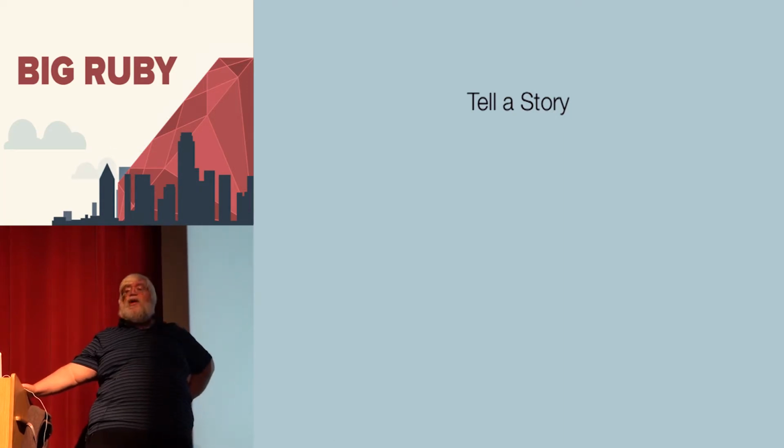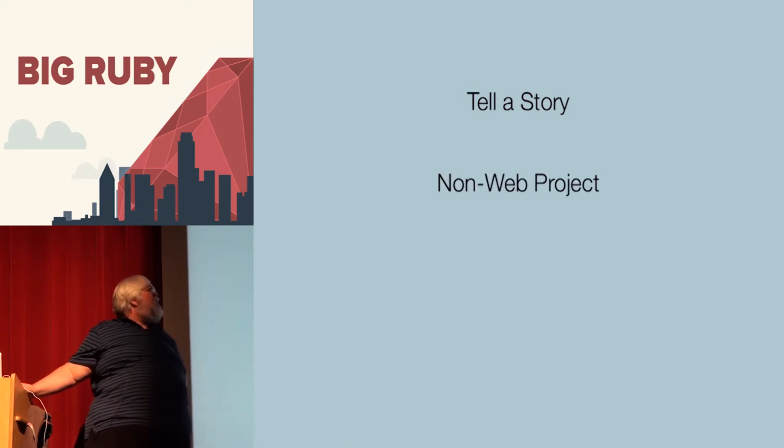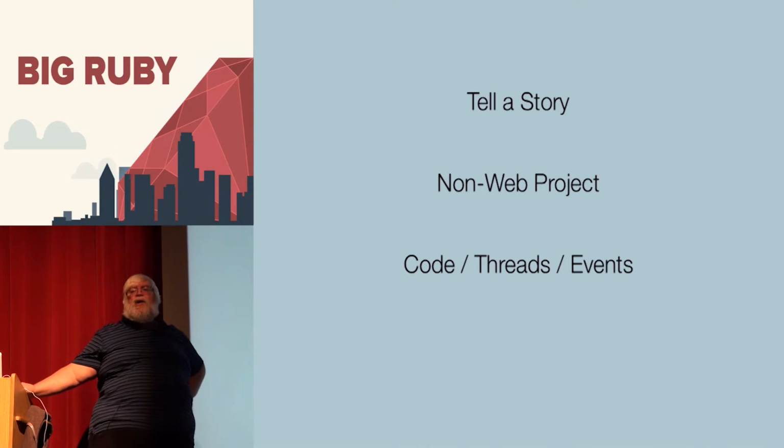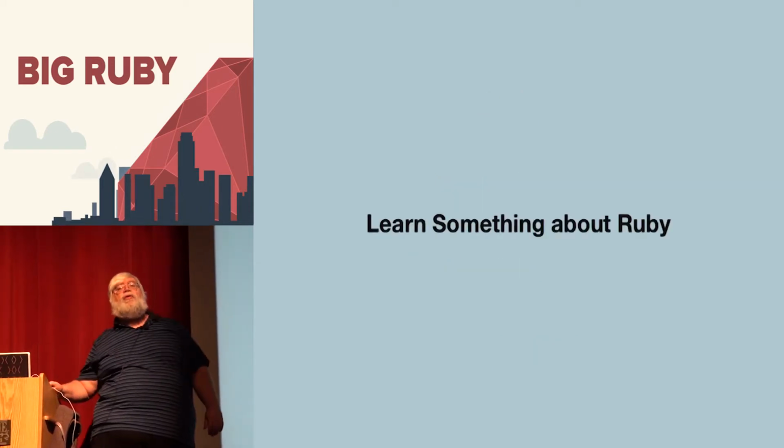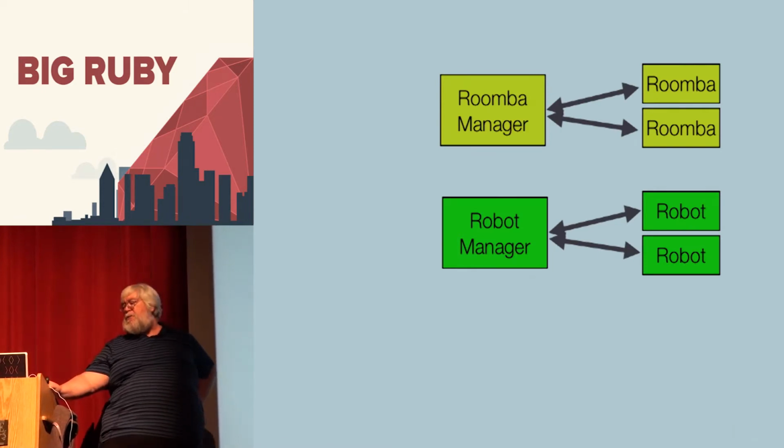But in this story, I'm going to tell you the story about this project, kind of in the abstract. I'm not going to get into details about it. It was a non-web project. It will involve lots of code. You will see code examples in this talk. We will talk about threads, and we will talk about events during this time, and we will also talk about flying robots. Unfortunately, the project we worked on didn't really use flying robots, but I can't resist tying them in somehow. So hopefully we'll learn a little bit about Ruby through this particular discussion.